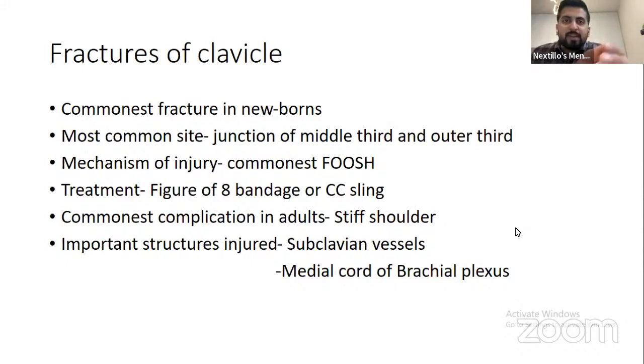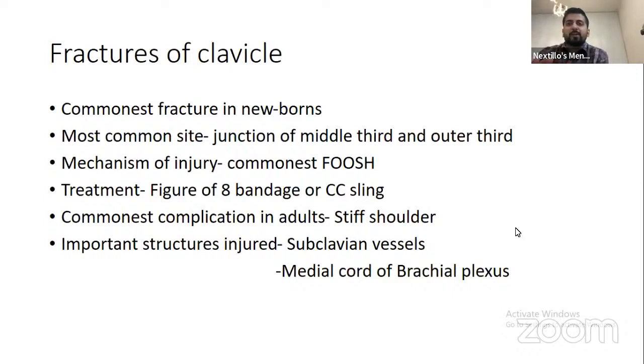Now, please remember that the FOOSH mechanism of injury is also an important mechanism of injury in supracondylar fractures in children, in fractures around the shoulder joint, that is a clavicular fracture in adults, in Colles fractures in elderly, and also in fractures of the scaphoid in adults.